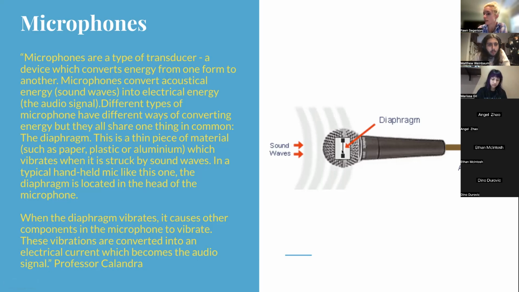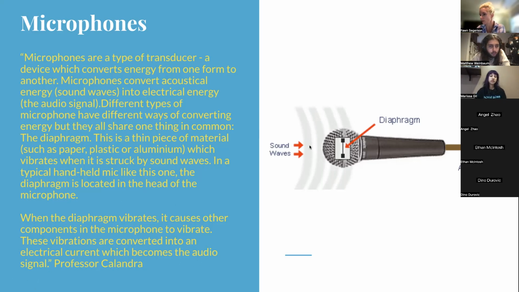This is a thin piece of material such as paper right here, plastic or aluminum, which vibrates when it is struck by sound waves. In a typical handheld mic like this one, the diaphragm is located in the head of the microphone. When the diaphragm vibrates, it causes other components in the microphone to vibrate. These vibrations are converted into electrical signal, which becomes an audio signal.